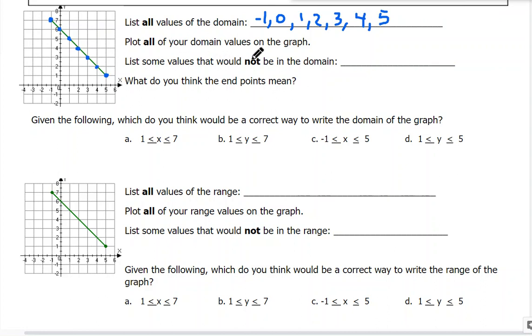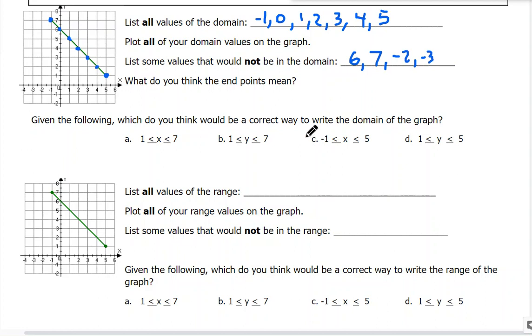So let's list some numbers that could not be in the domain. Like 6 would not be in the domain because the line stops here. It wasn't an arrow, it was a dot, so that means it stops there and is not going to keep going on. So 6 is not in the domain. 7, 8, 9, 10, anything bigger than 5 would not be in the domain. Let's look on the other end. It stops here, so -2 would not be on my graph, and -3 neither. Anything smaller than -1 would not be on my graph because it stops right here.